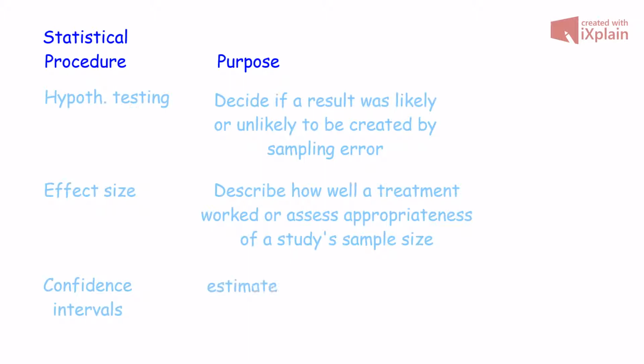And finally, confidence intervals. The purpose of a confidence interval is really to estimate the population parameter. In this situation, you want to know what your best guess is at the value of the mean of the entire population.